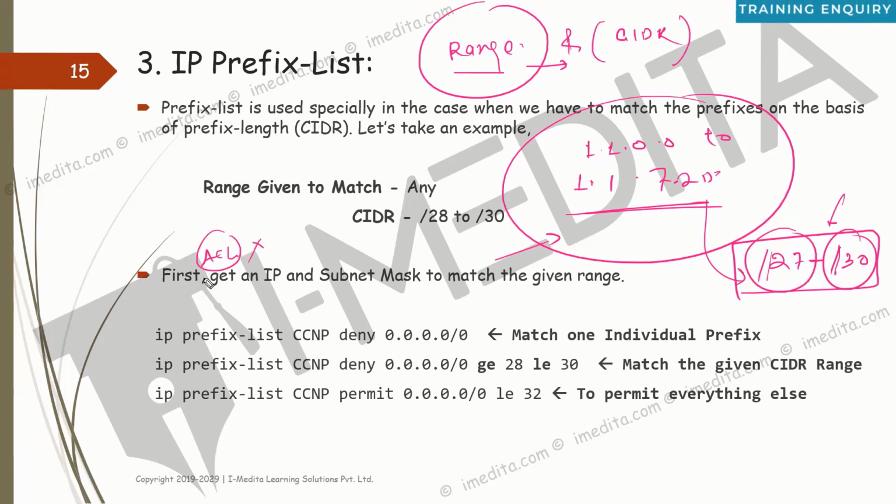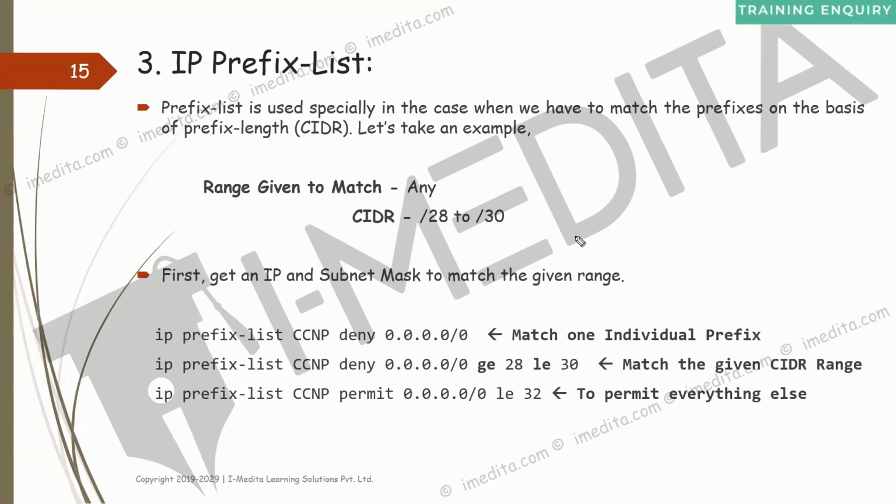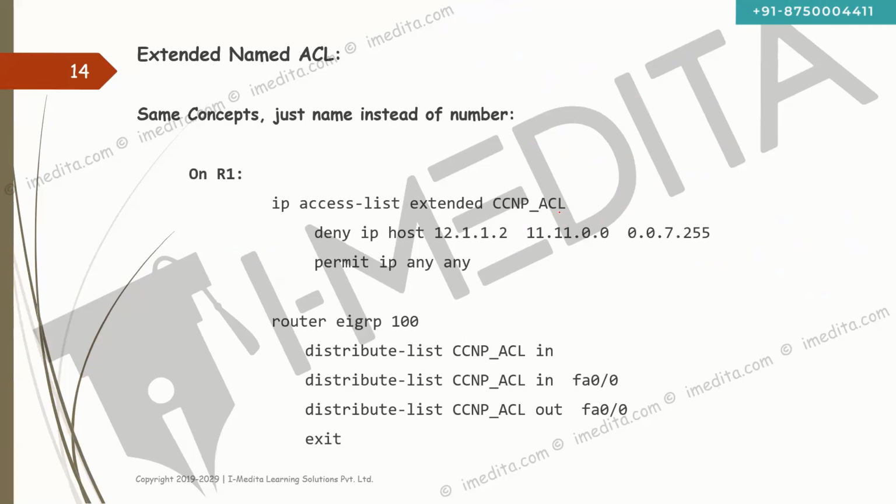Because in case of an access control list, you need to check your entire routing table. And in your routing table, you need to find out what prefixes are coming in that particular subnet mask range. You need to match those prefixes one by one. In the ACL, you will need to write down the prefixes with the appropriate subnet mask.